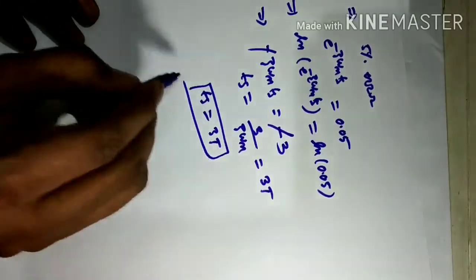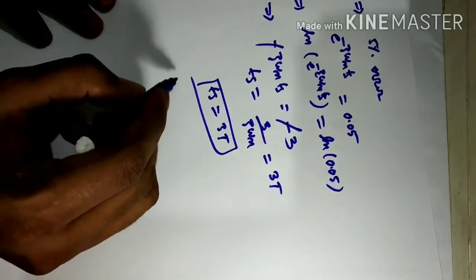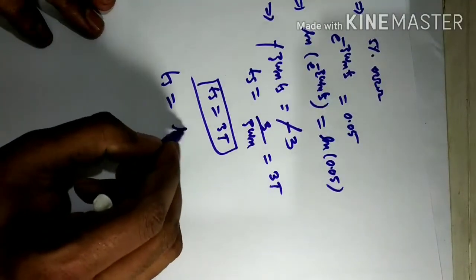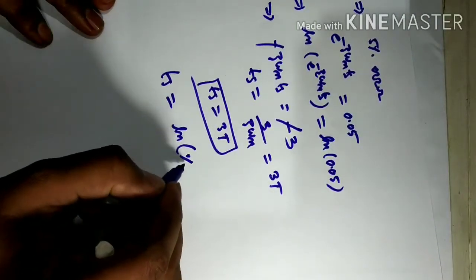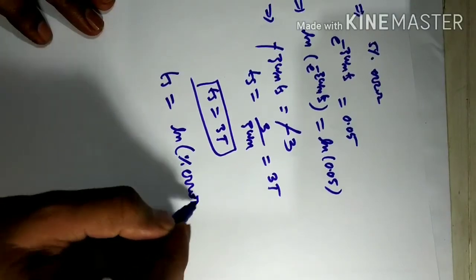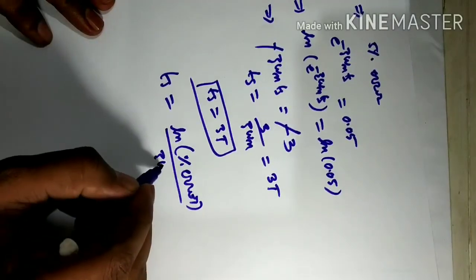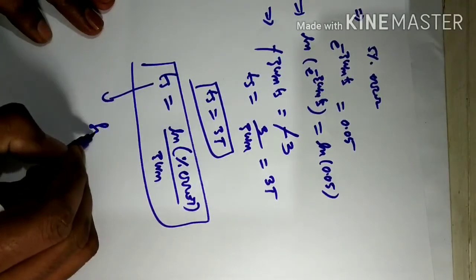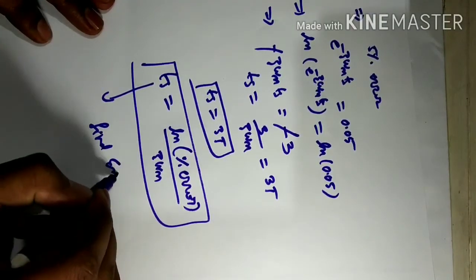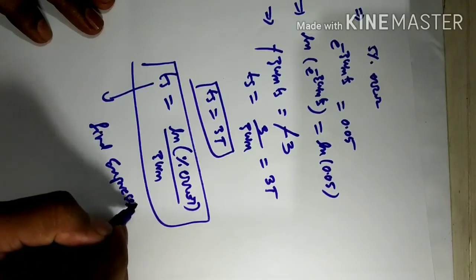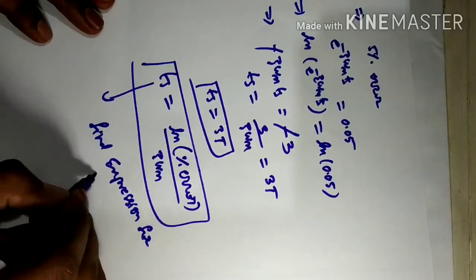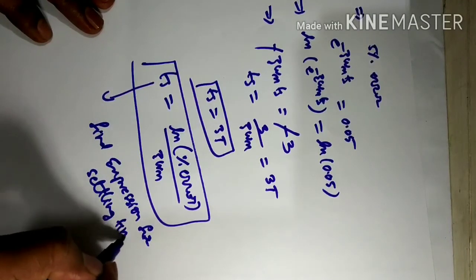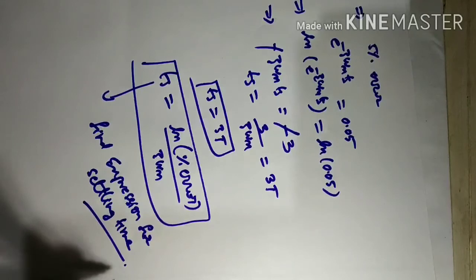So generally we write the settling time equation as ts equals minus ln of the percentage of error divided by zeta omega n. So this is the final expression for settling time.